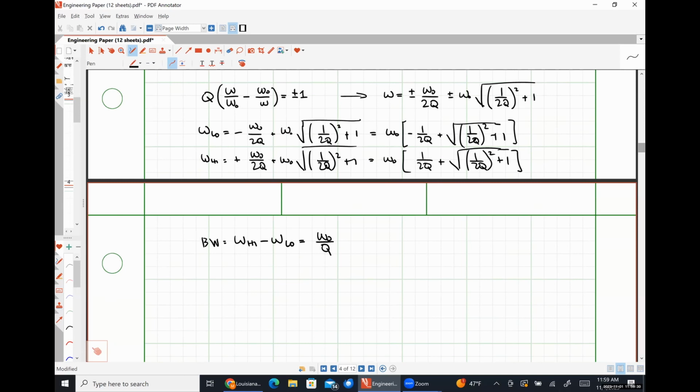I believe we would wind up getting R over L for our bandwidth for a bandpass filter with just a series RLC circuit. I believe that's the result. It's either R over L or R over 2L. I don't remember off the top of my head because it's been 6 months, but yes. Things will cancel out nicely and we can determine the bandwidth just in terms of our circuit parameters.